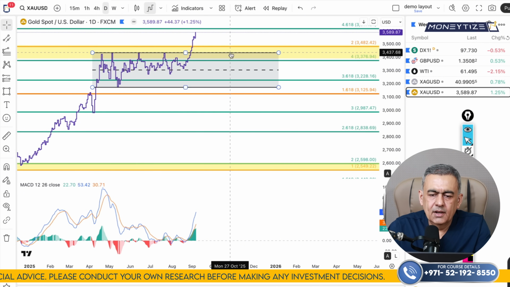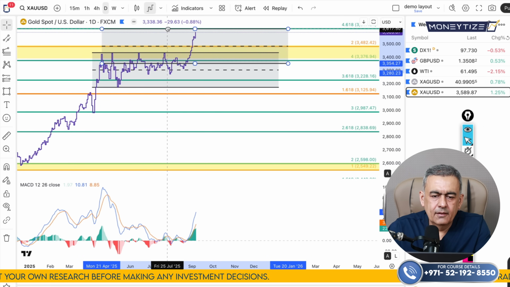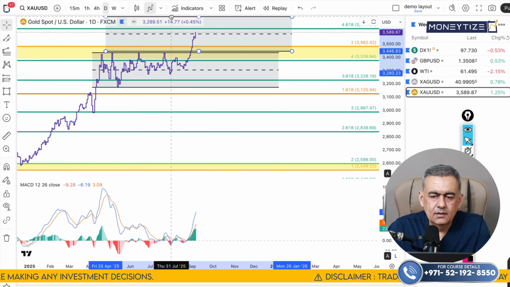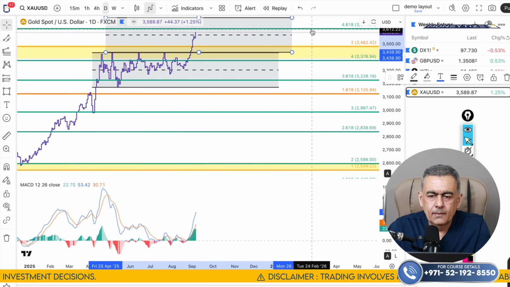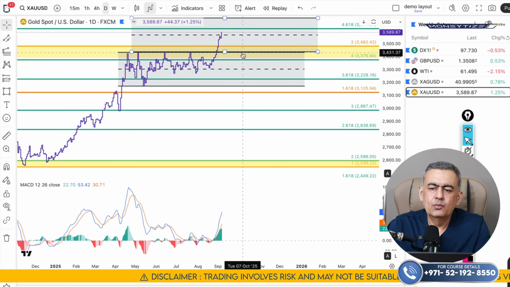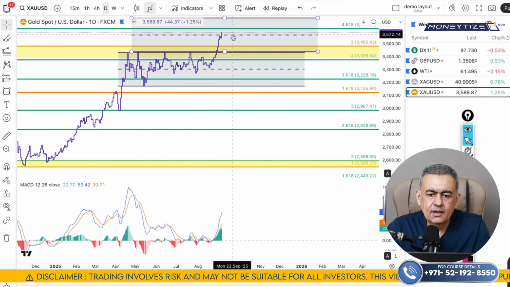So now we apply duplication of the channel. I will clone the channel and apply a similar size channel as a second deck on top of the first channel. Usually when the channel is broken and we get the duplication channel, the market moves to the middle point, that is the dashed line, as resistance.